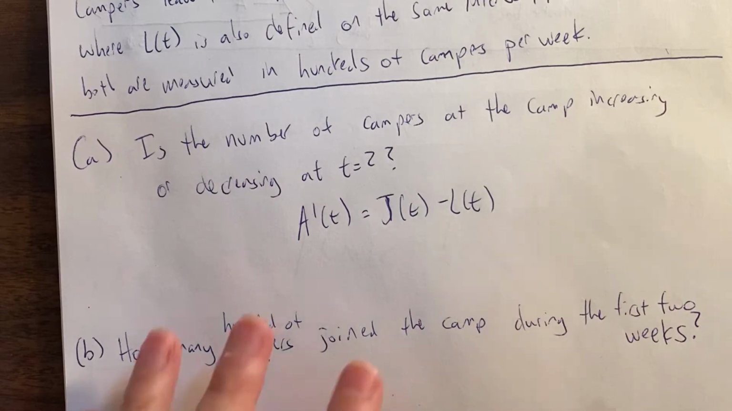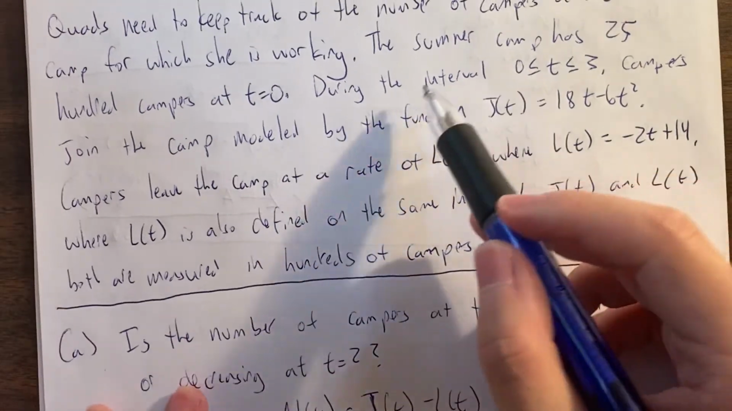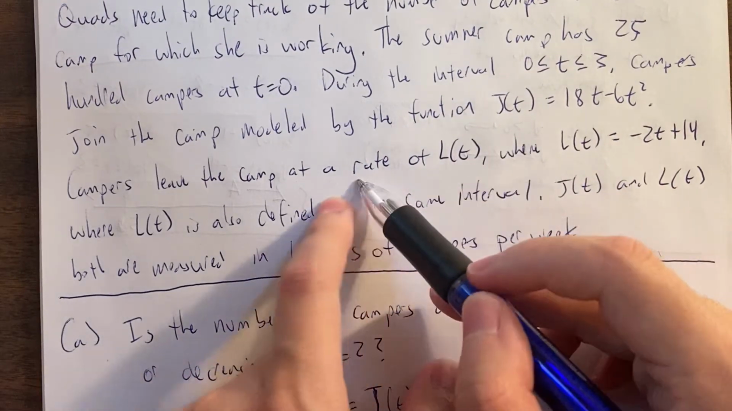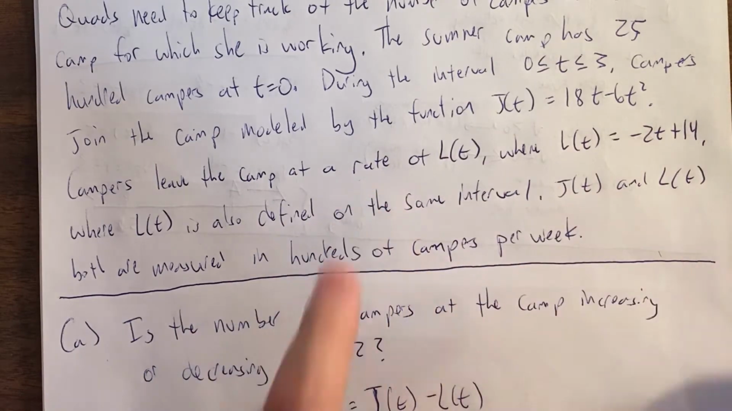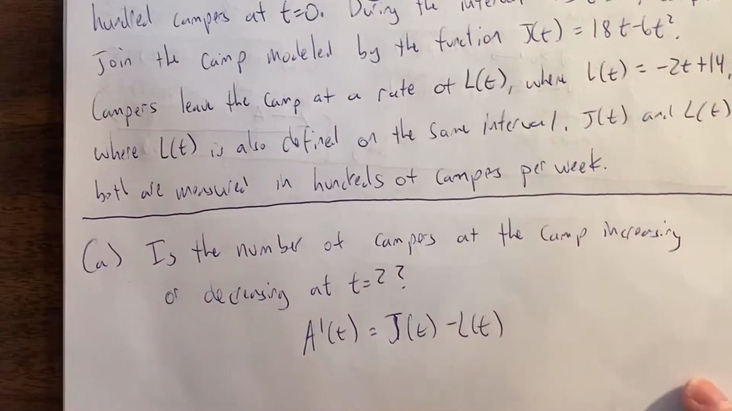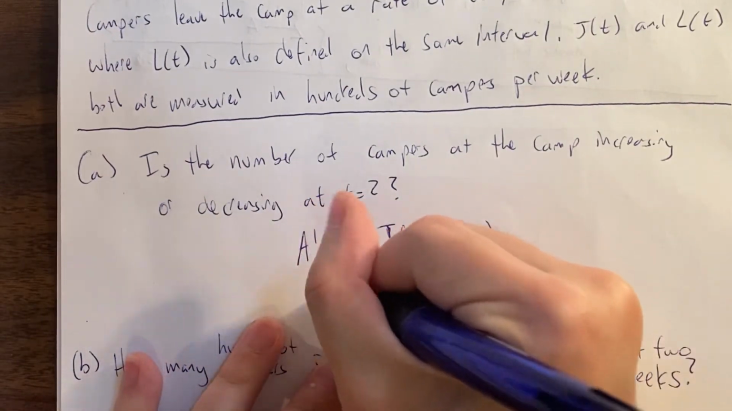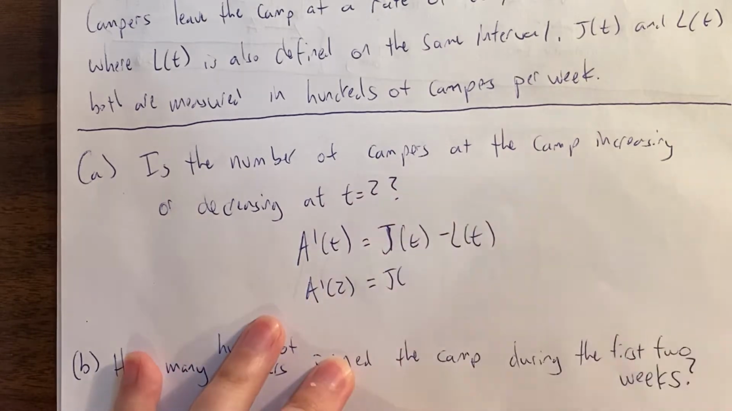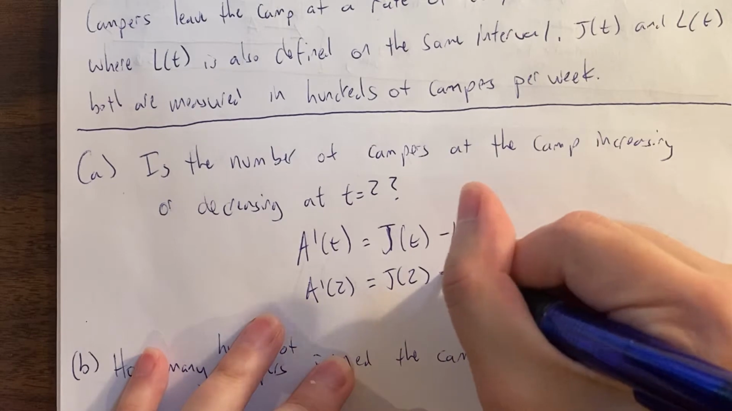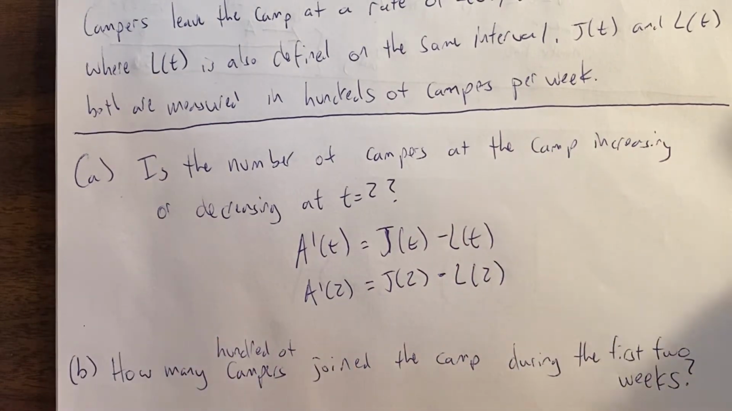So just be careful. We're not going to take a derivative of the givens because they are already derivatives. They are rates, J of t and L of t. So these are both rates. If we wanted to see whether the rate in was increasing or decreasing, then we would take the derivative of one of these. But in this case, they're already derivatives. The derivative of amount being rate in minus rate out.